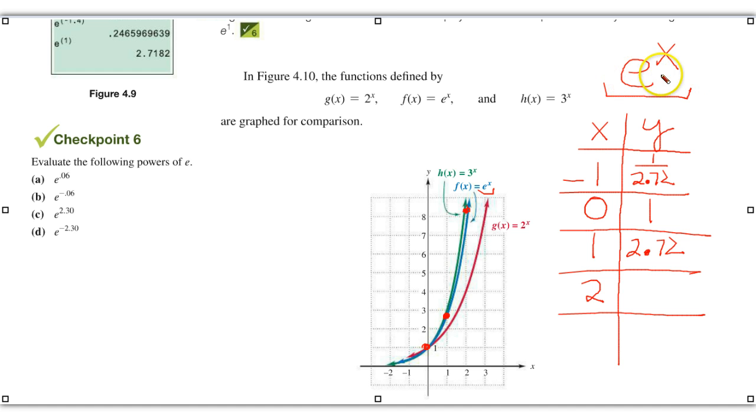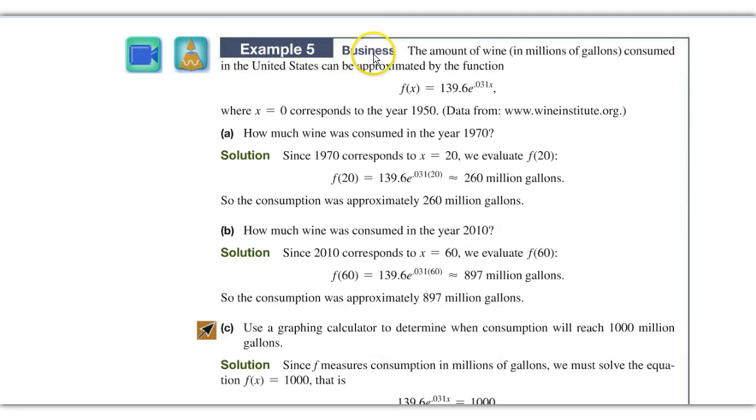Okay, so you get an idea that it too can be plotted, and we can have an exponential power expression of e. In example 5, we're going to look at how this applies to business. The amount of wine in millions of gallons consumed in the U.S. can be approximated by this function, where they are using e to this exponent, a decimal times x. Now, when x is 0, that corresponds to the year 1950.